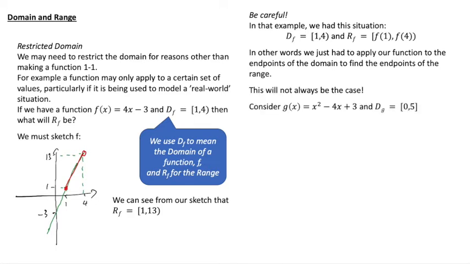Let's have a look. If we think about this function, g of x is x squared minus 4x plus 3, and the domain of g is from 0 to 5. Okay, we'll go through the same sort of process of sketching. Here's our axes. Now we've got those values. Why are they there? Well, if we put 0 into g of x we get 3, so that's why we have the point (0, 3).